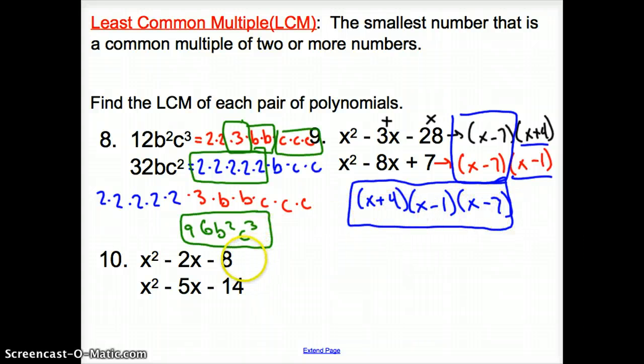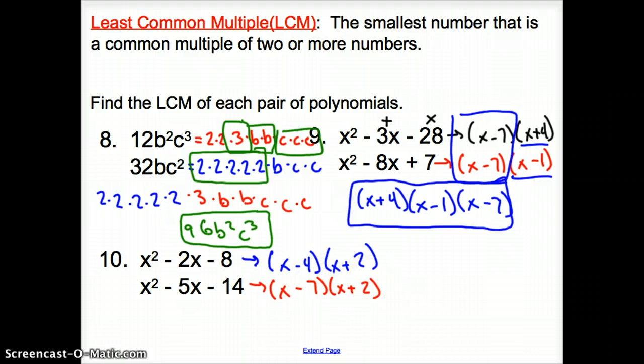Here with 10, what do we have to do? We have to factor. Well, what does x squared minus 2x minus 8 factor into? That's going to factor into x minus 4 and x plus 2, because they multiply to -8, add up to a -2. Then here we factor, so we get x minus 7 and x plus 2. So what factors are not alike? We have x minus 4 and x minus 7.